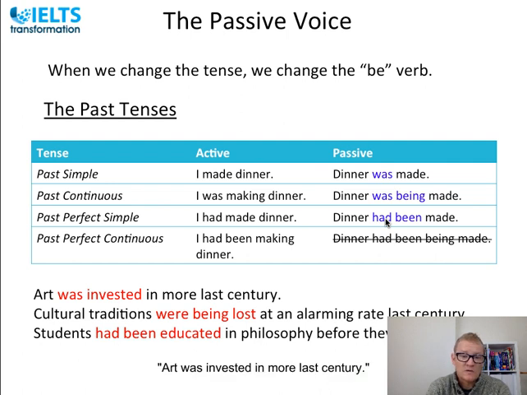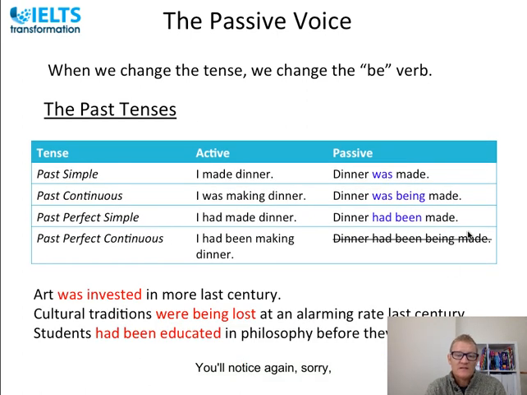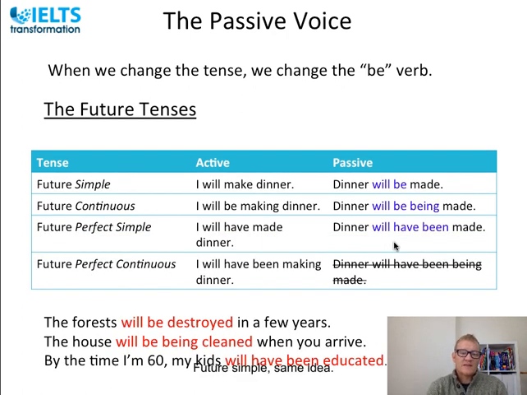"Art was invested in more last century." "Cultural traditions were being lost at an alarming rate last century." "Students had been educated in philosophy before they went to university." Okay, so future tenses. And notice again, the past perfect continuous doesn't work. Future simple, same idea. "I will make dinner," "dinner will be made." Future continuous, "I will be making dinner," "dinner will be being made," although that does sound strange to us. But technically it works. You will not have to use this, by the way.